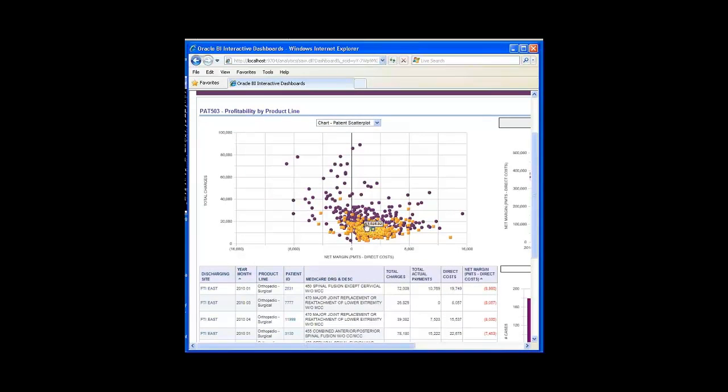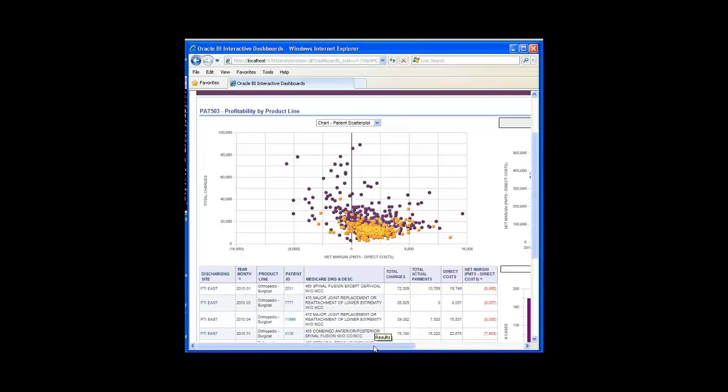So we're looking at here a scatter plot of profitability by product line. I've got the margin, which is payments minus direct costs, going on the bottom axis here. Going up on the y-axis, I have total charges. So each individual dot represents an individual patient.